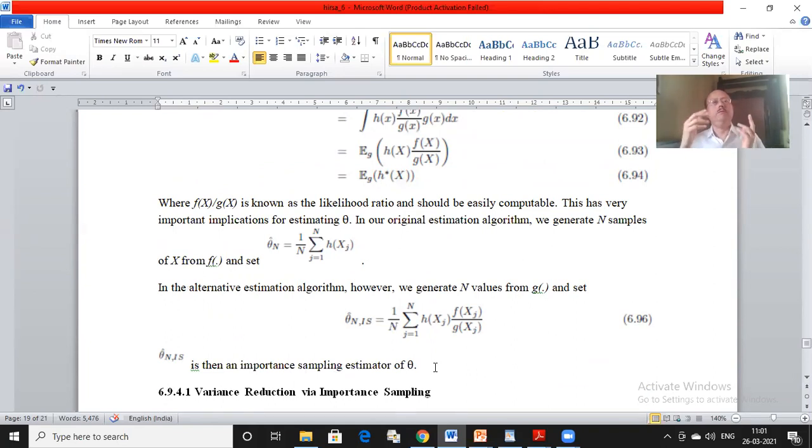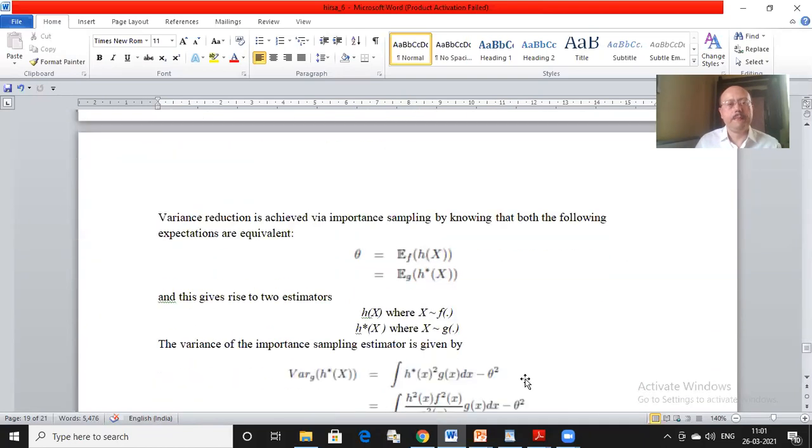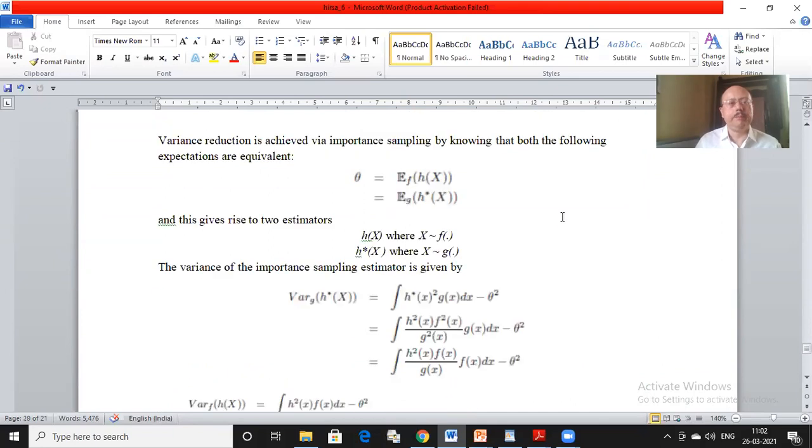So this is our new function. Now we want to show how to reduce the variance. I have this new theta hat N IS. Now my job is to select my g in such a way that the variance of theta hat N IS is less than that of the original theta hat N. So, variance reduction via importance sampling. Variance reduction is achieved by first observing that both of these expectations must be the same. They both give me theta.